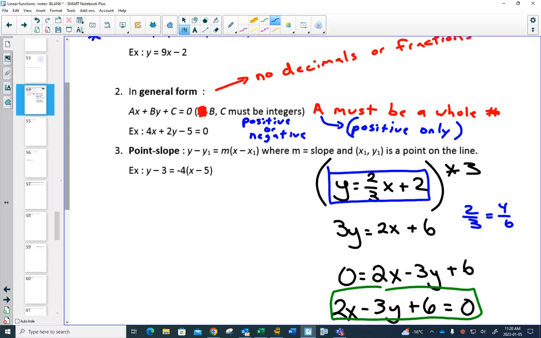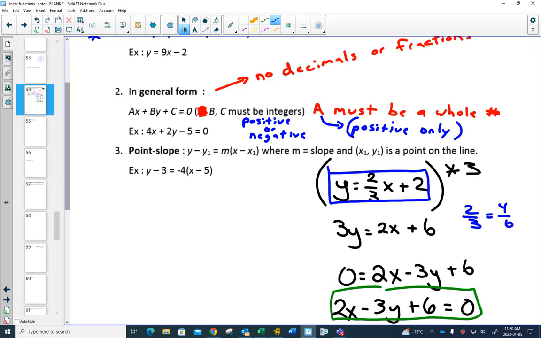We times it by 3 because in general form there are no decimals or fractions. And in y equals mx plus b form, sometimes you have fractions. So how did I get rid of the fraction of the 2/3? Well, the opposite of dividing by 3 would be multiplying by 3. That got rid of my fraction.